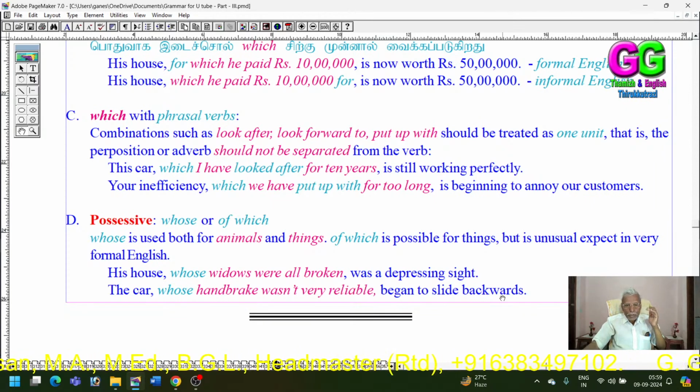This idea has been expressed in this non-defining relative class: The car, comma, whose handbrake wasn't very reliable, comma, began to slide backwards. That idea has been expressed in a whole complex sentence. I mean, a complex sentence, that's all.